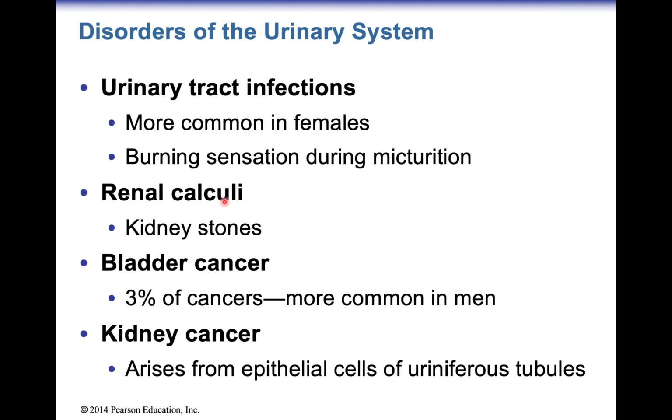Renal calculi, this is a fancy schmancy name for kidney stones. Bladder cancer, more men than women have this. And then kidney cancer. This usually is caused by overgrowth of those tubules we talked about. So the tubules that are found in the kidneys, when the epithelial cells start to multiply rapidly, number one, too much growth can affect filtration. So you're going to find that you have weird colored urine, weird smelling urine. Maybe you're not urinating at all, and that could indicate kidney cancer.